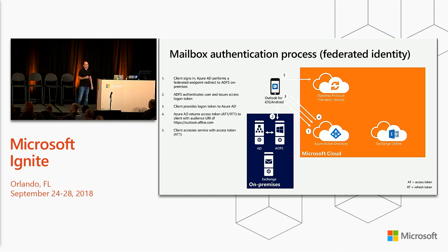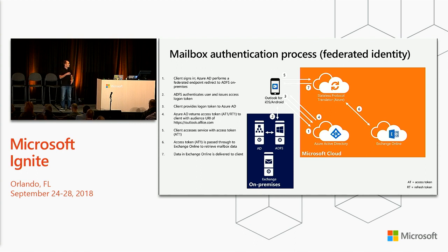That token is then passed through our data synchronization protocol flow to the stateless protocol translator. We do our magic, and the token is then passed to Exchange Online. Exchange Online validates the token, provides access to the mailbox data, and the data is synchronized back to the client.